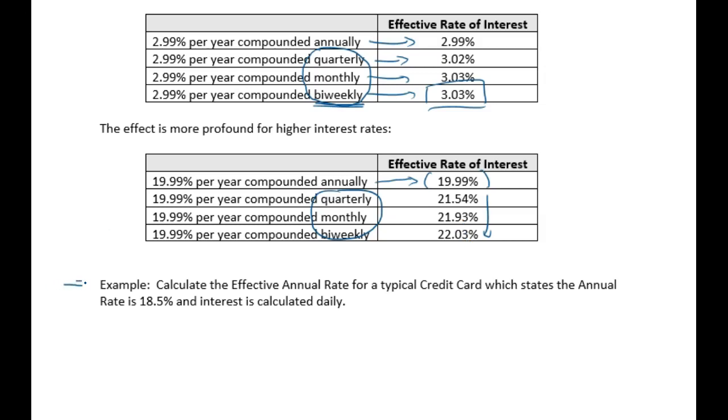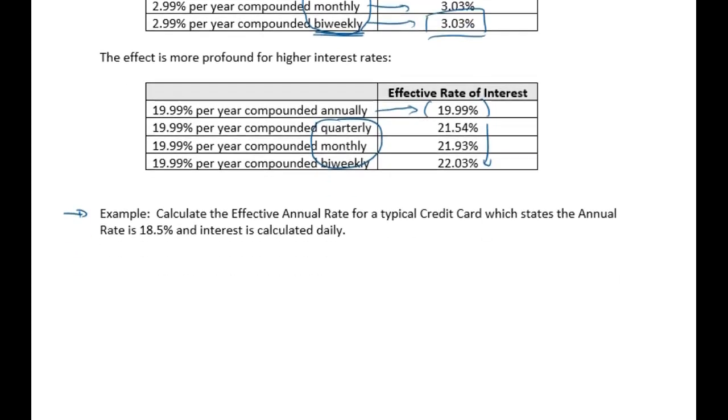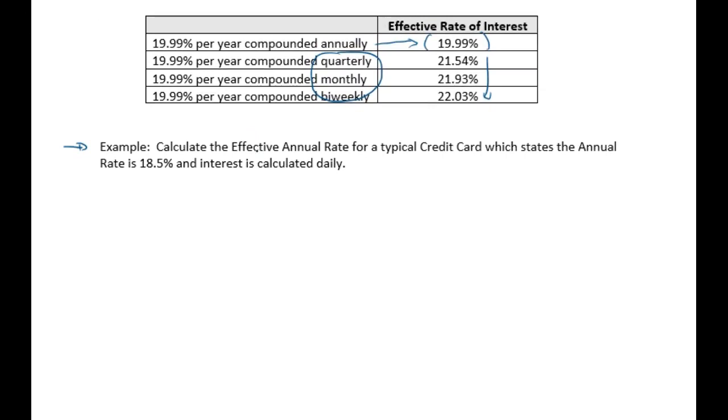So let's do an example of calculating effective rate of interest in terms of a daily amount, which again is pretty common in a credit card situation. So this is asking us to calculate the effective annual rate, or effective rate of interest, for a typical credit card, which states that the annual rate is 18.5% and interest is calculated daily.